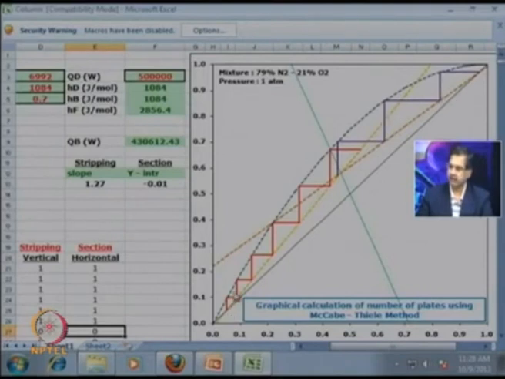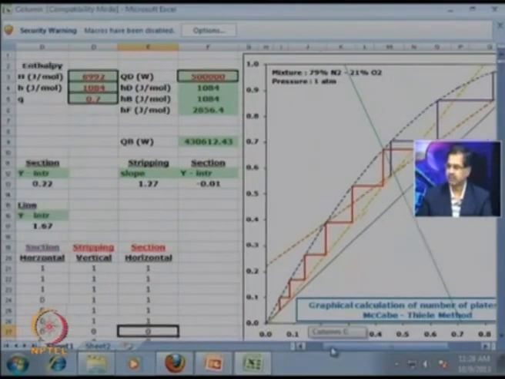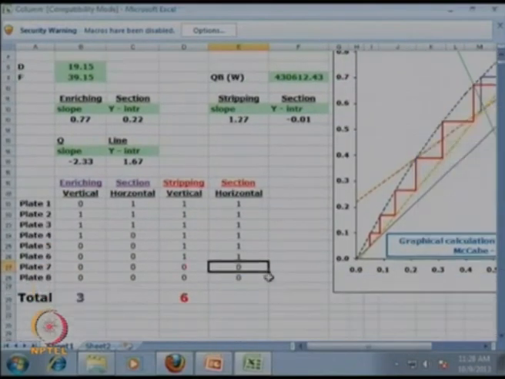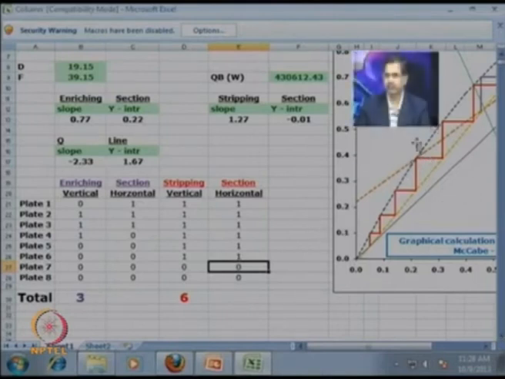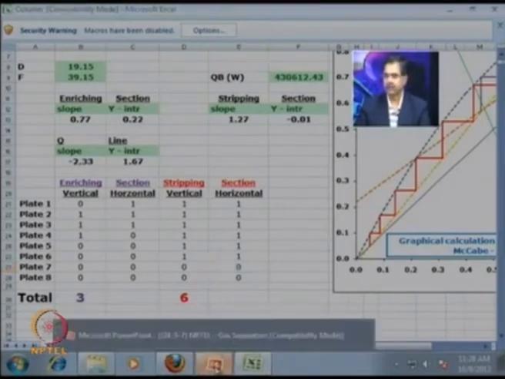and we have got 1, 2, 3, 4, 5, 6 as the plates in the stripping section, meaning that we have got in all 3 plates in the enriching section and 6 plates in the stripping section. All right. So, theory of this has already been explained to you. This is the way the graphical technique for the McCabe-Thiele method will be used. With this now, let us go back to our original presentation.